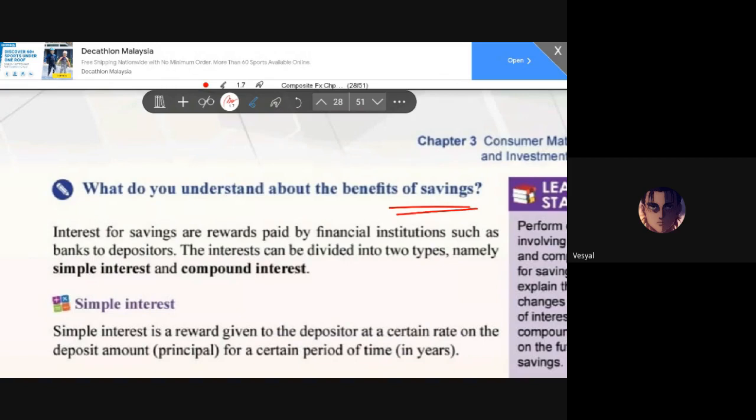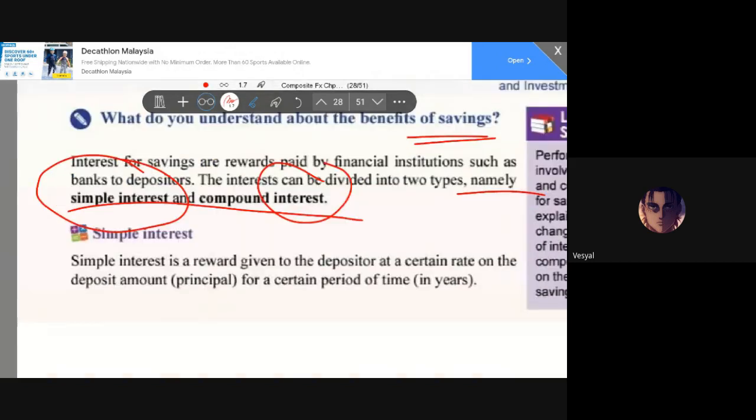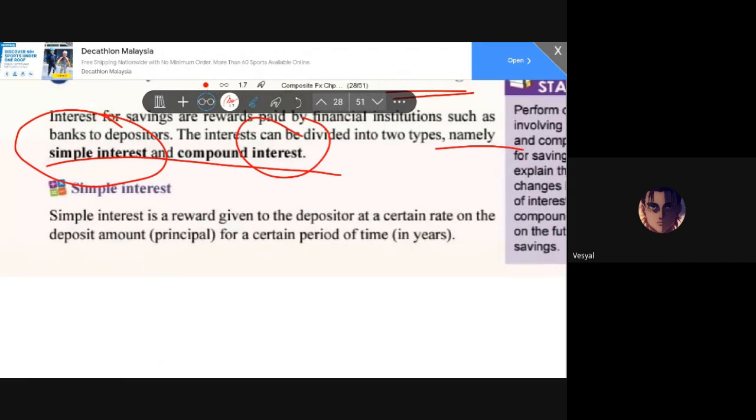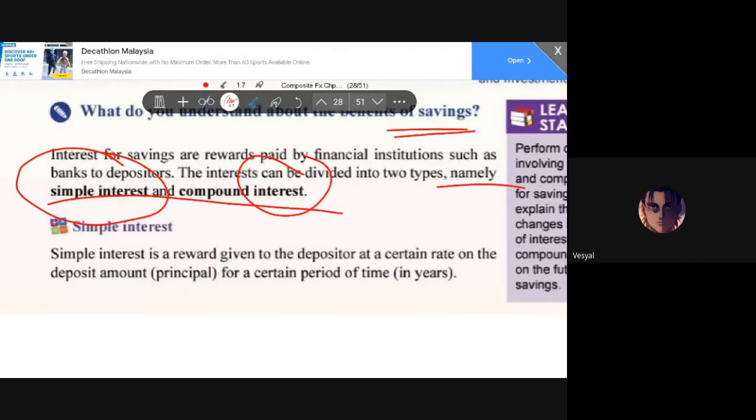So next, benefits of savings. Interest for savings and rewards are paid by the bank. Now here, these are the 2 types of interest we'll be learning today, simple and compound interest. That's the main focus for this subtopic, and it'll usually come out in the exam. So let's look at simple interest first.